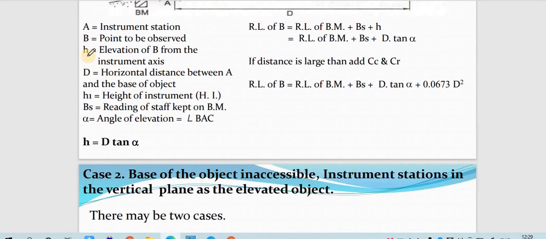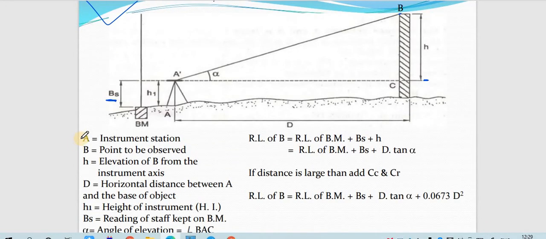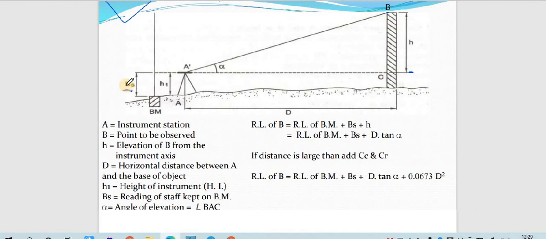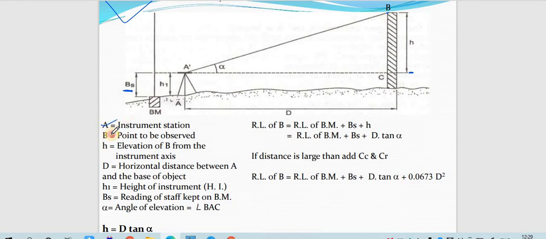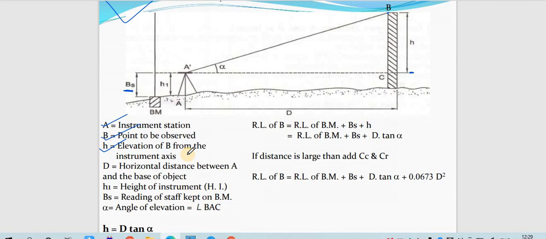Okay, now A is the instrument station. As you can see, the notations are given over here. A is the instrument station, B is the point to be observed, H is the elevation of B from the instrument axis. The horizontal distance between A and the object base is given by D. H1 is the height of instrument, BS is the staff reading kept on the benchmark, alpha is the angle of elevation.